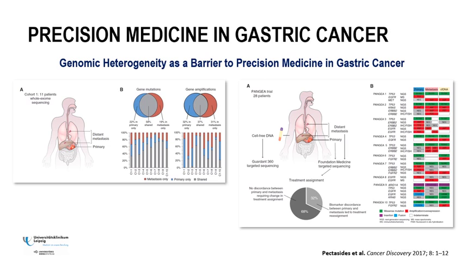This is work from Daniel Catenacci's group from Chicago. They showed that gene mutations are shared between primary and metastasis in only 58% of their investigated patients, and gene amplifications are shared in only 37%, while in the rest they are restricted to the primary only or to metastasis only.